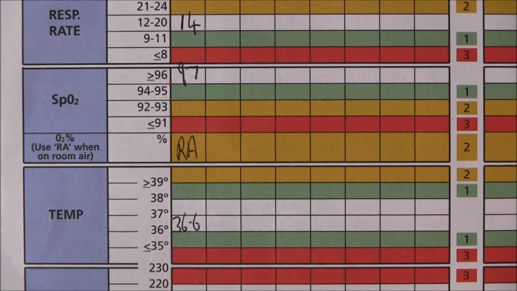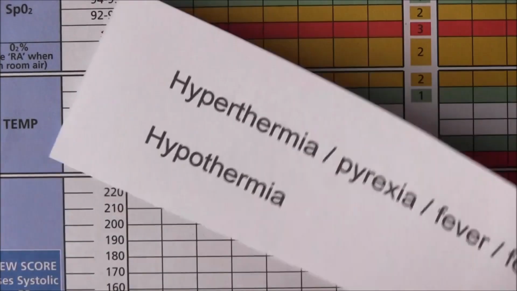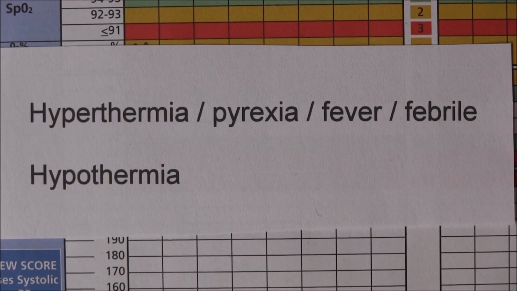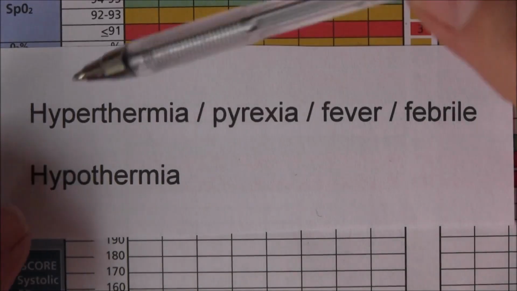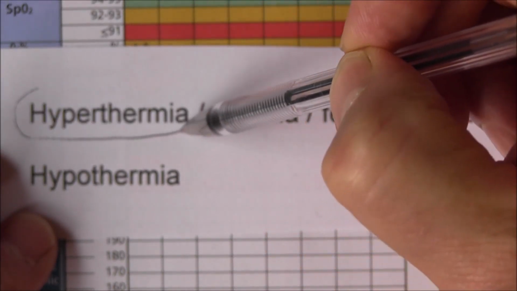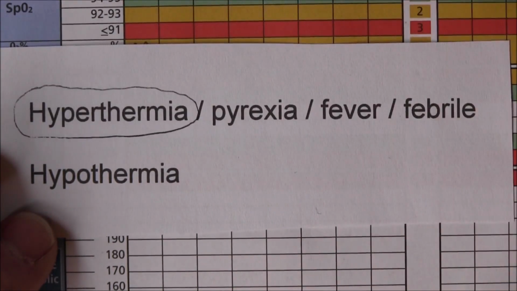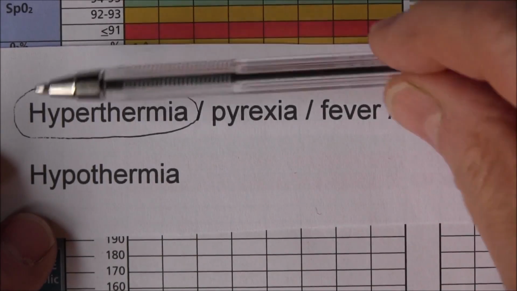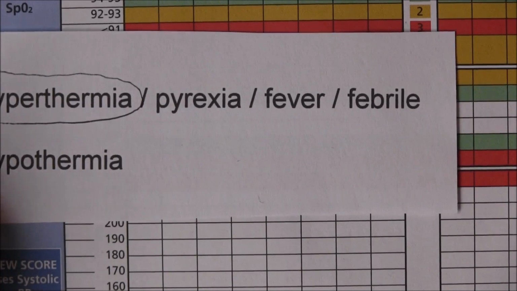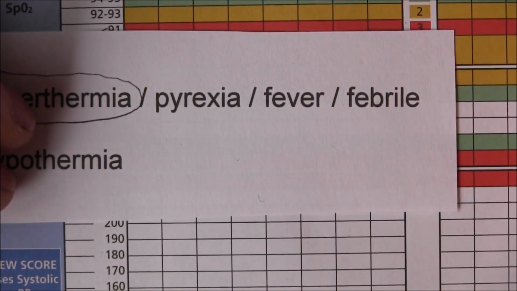Now moving on down to the next criteria, we're looking at temperature. Now if the temperature's high, that can be a hyperthermia, pyrexia, fever, febrile. Now hyperthermia means that the patient's temperature is high, usually for environmental reasons, and the set point in the hypothalamus is at the normal level. It's just that the body temperature is above it, and in that situation the body will try to bring the temperature down. Now pyrexia means that the temperature is high because the set point in the hypothalamus has been raised.